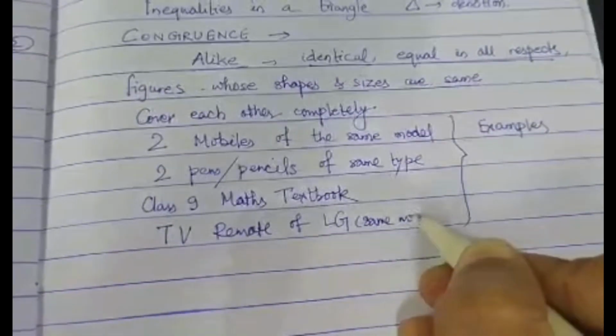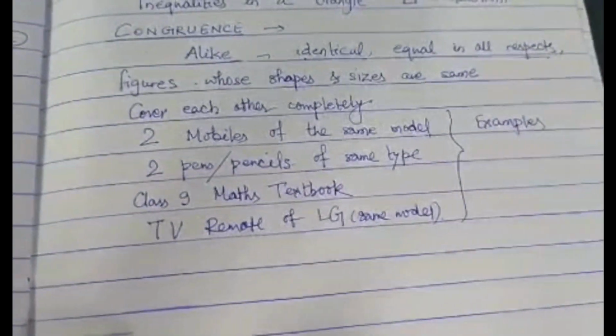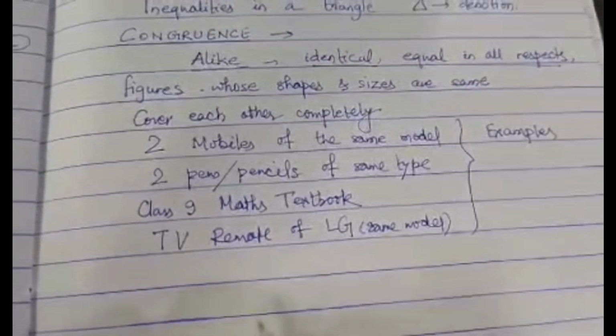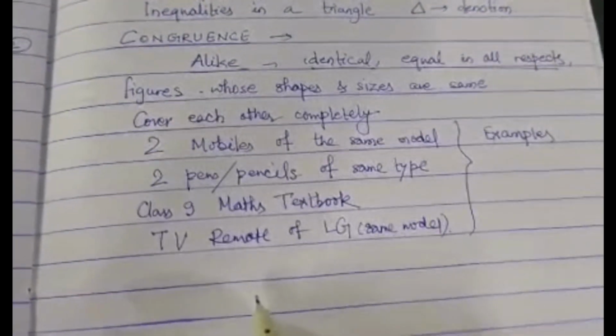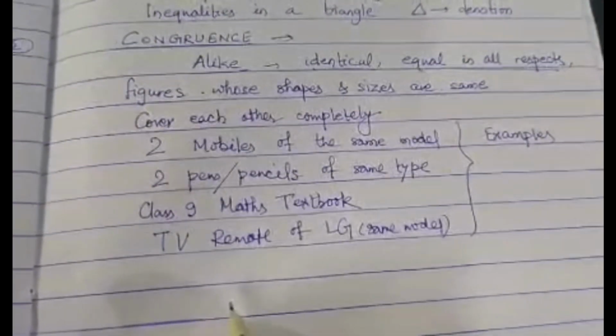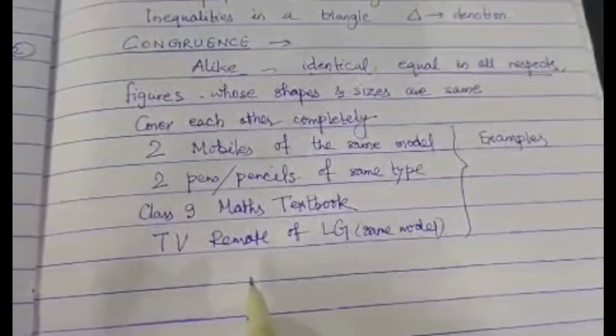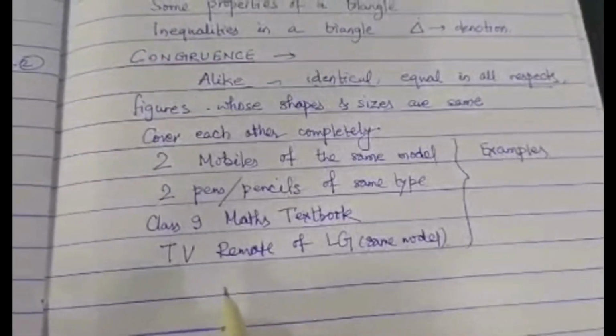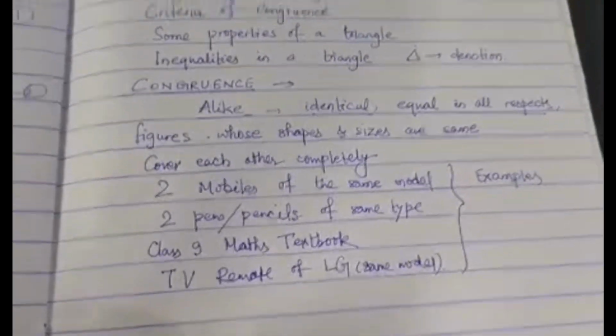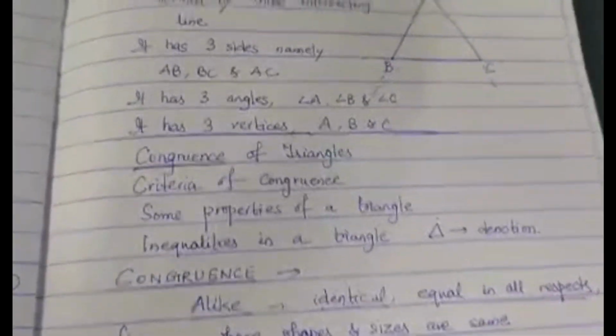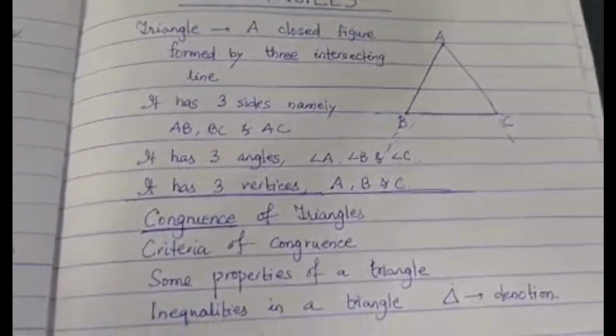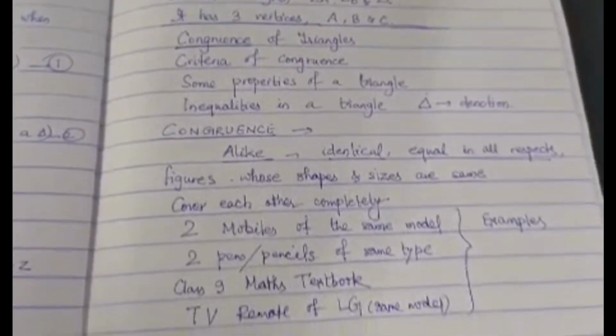Okay, same model. So the remote will be identical. They will cover each other completely. They are identical in all respects. So these are called congruent figures, or congruents. Alright, congruent figures, they are called. Now we will understand the congruency of triangles. What are the criteria? So this was the introduction. I hope everything is clear.